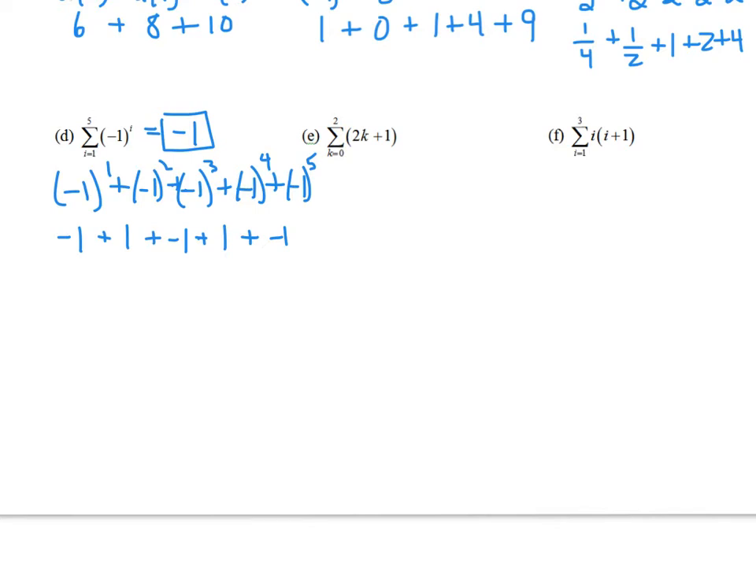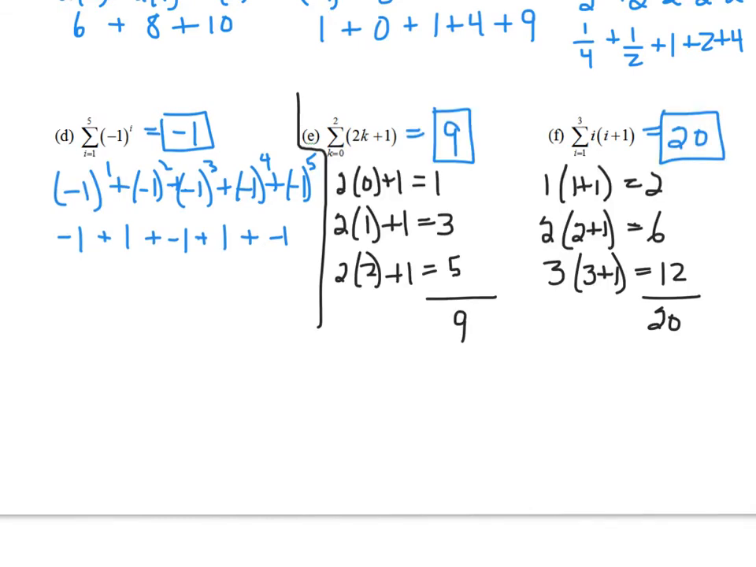Take a minute to try the next two examples and then come back and check your work with mine. Welcome back. Did you get 9 for E and 20 for F? I listed down each term in the summations and then I added those terms together. If you have any questions, come and see me.